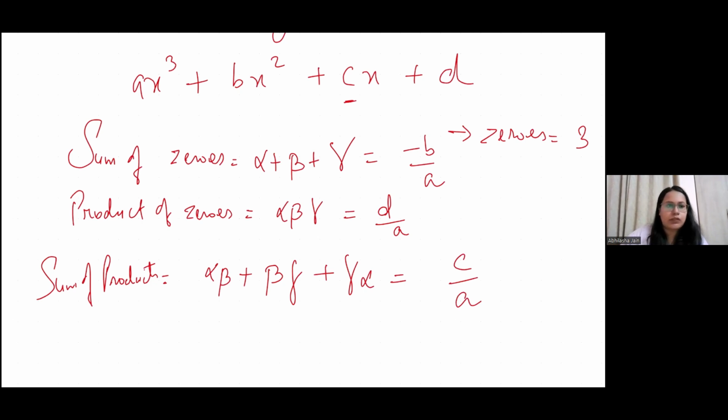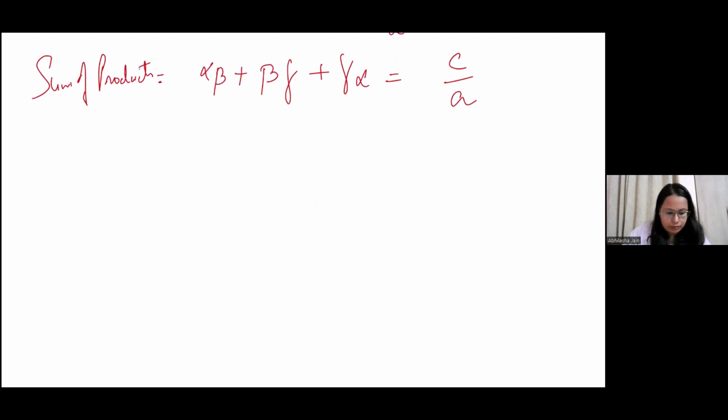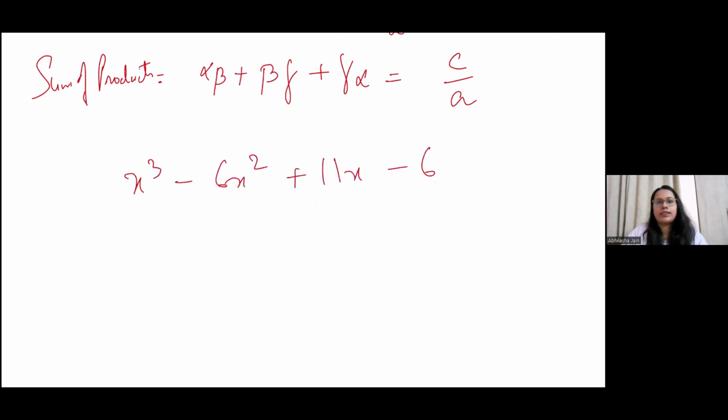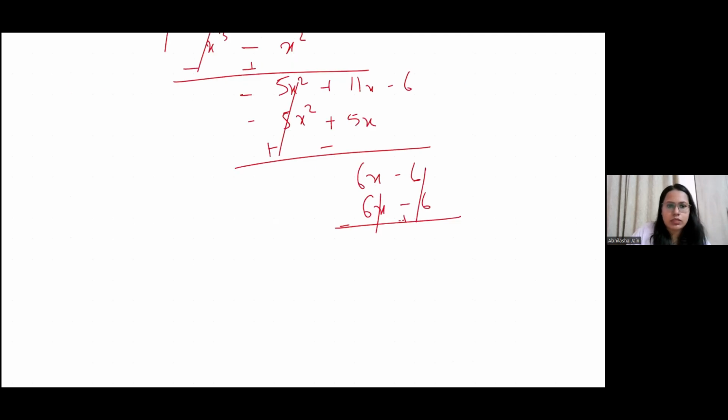Let's see an example for this as well. Let's say x cubed minus 6x squared plus 11x minus 6. This is your equation, and if you calculate it, you will get x. So 1 minus 6 is negative 5, negative 5 plus 11 is 6, minus 6 is 0. So x minus 1 is a factor, and the equation is x minus 1 times x squared minus 5x plus 6.